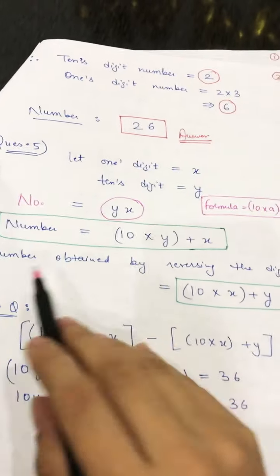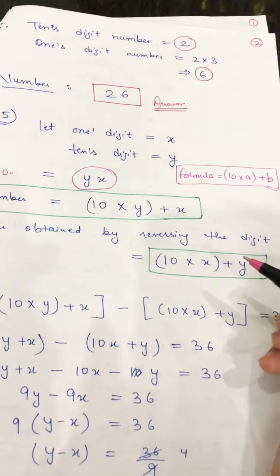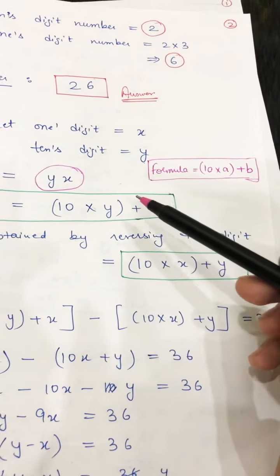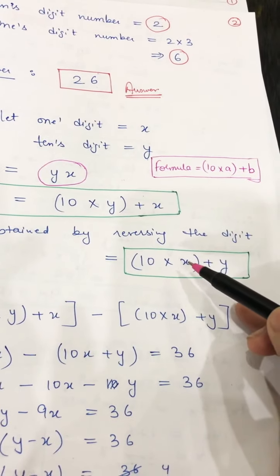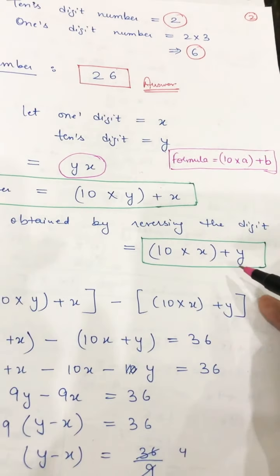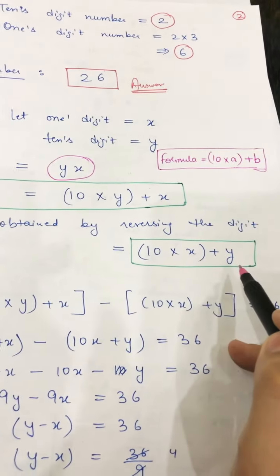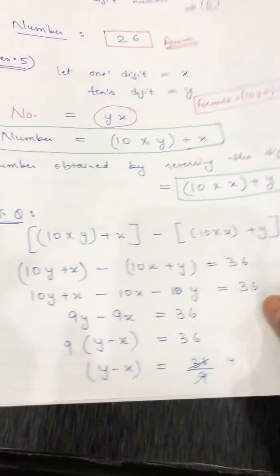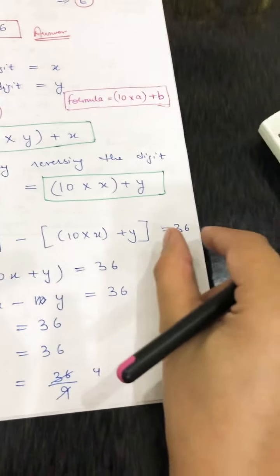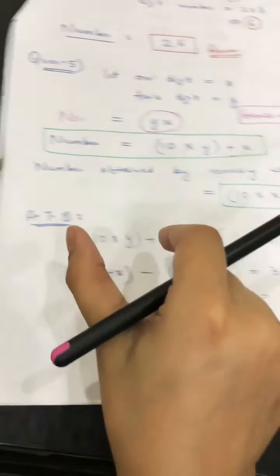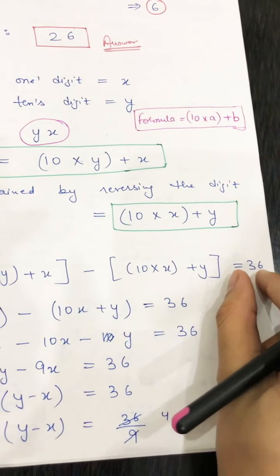Okay, now the number obtained by reversing the digits. Now you have to write the reverse number. Same, in the same formula you have to implement the values, but in place of y you write x, in place of x you write y. That's it. So your number will be 10 multiplied by x plus y. Now in the question they have given that the difference of both the numbers, actual number and reverse number, is equal to 36. So write here: actual number minus the reverse number is equal to 36.